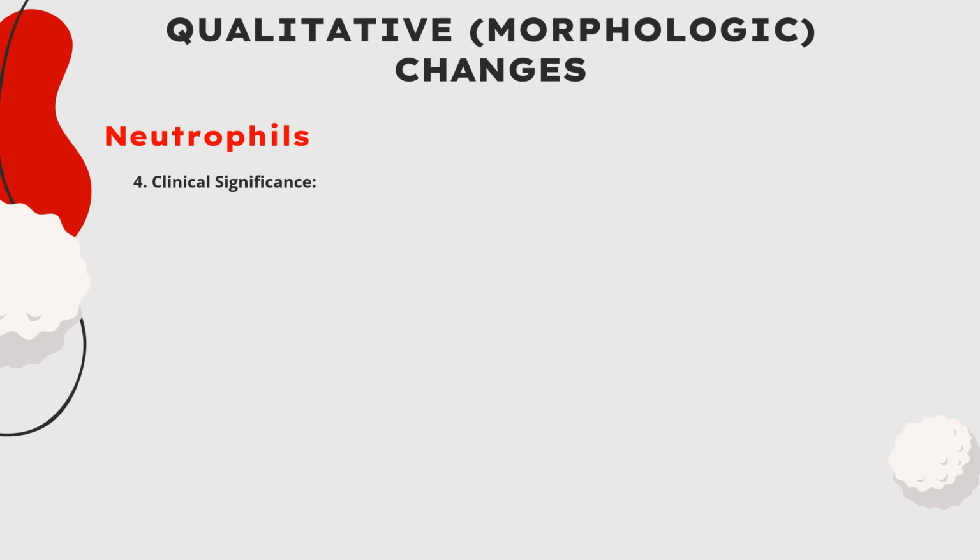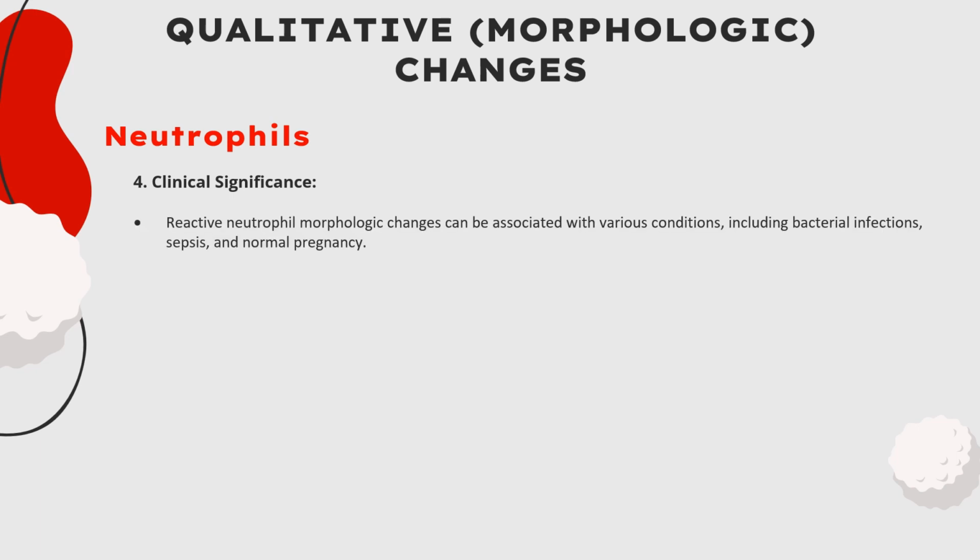4. Clinical significance. These changes in neutrophils aren't mere visual spectacles. They carry profound insights. Reactive neutrophil morphologic changes can signal various conditions, like bacterial infections, sepsis, and even the miracle of pregnancy. The intensity of toxic granulation might whisper the degree of inflammation in a patient's story.